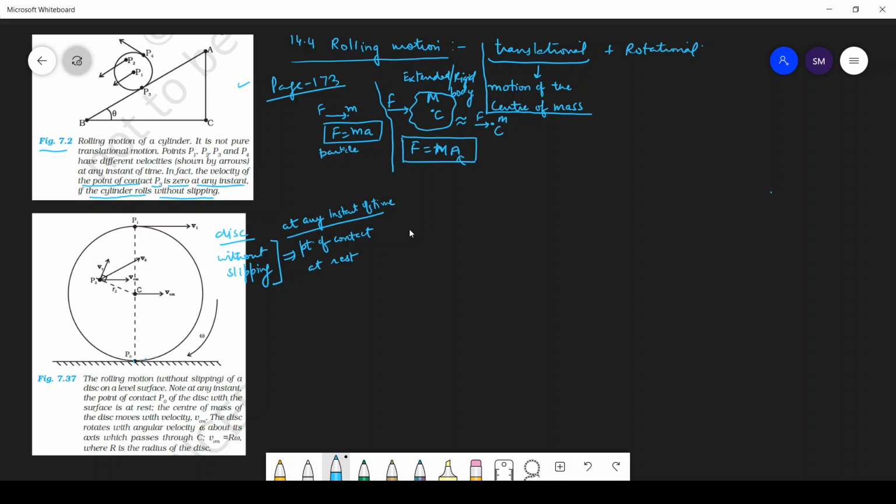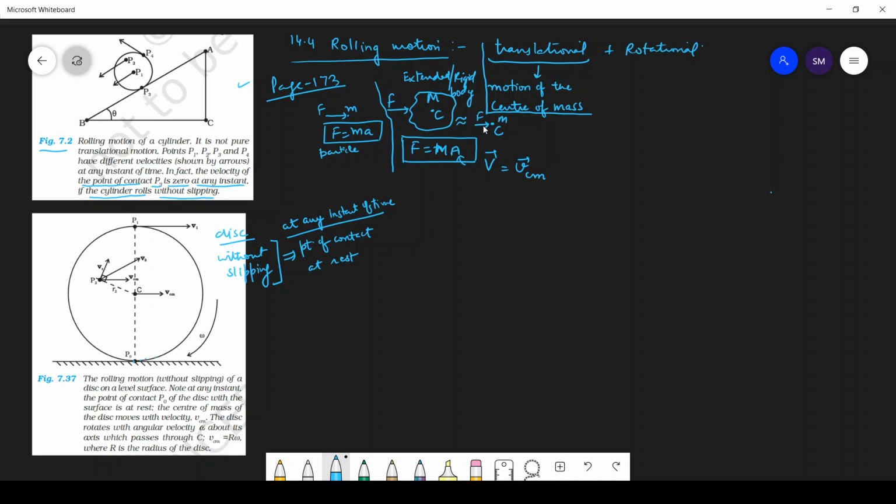Now, in translation motion we study the motion of the center of mass. So if it is acceleration, it is the acceleration of the center of mass. If it is velocity, it is the velocity of the center of mass. You write it with capital V, or you can also write it with small v, but along with it you need to write CM. So CM is the center of mass.